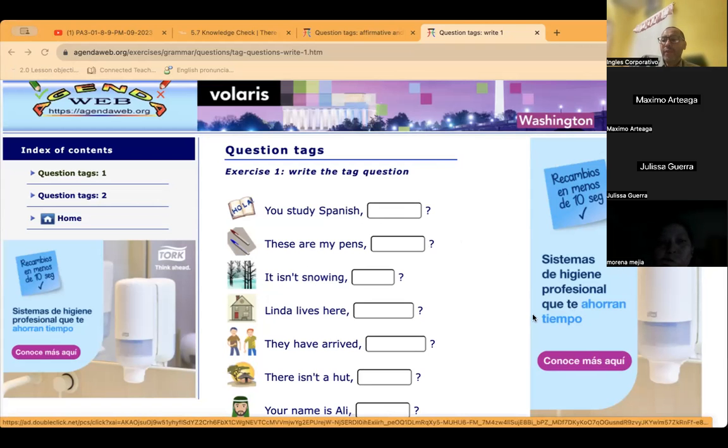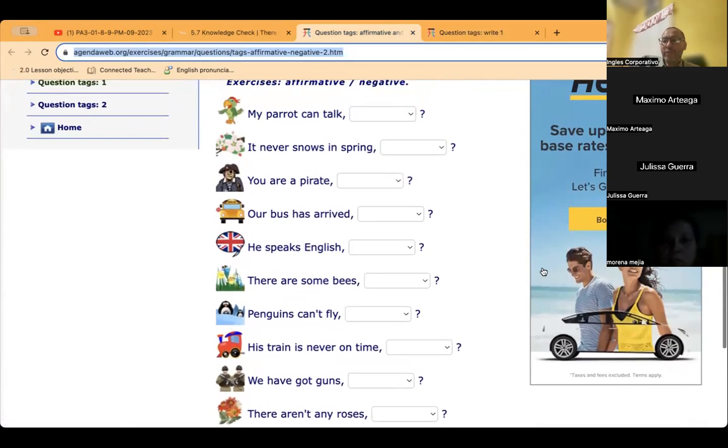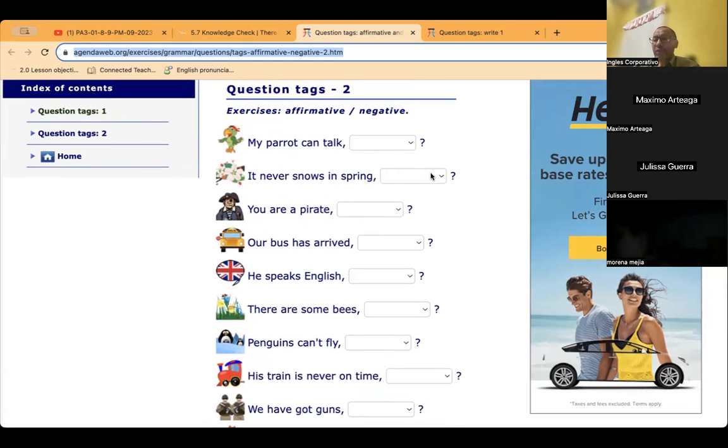Julissa, did you finish? Yes, I finished. How did you do? Good? Not 100%, but the range is good. The range? What is the range? Tell us more. The range, 86 points. Okay, 86, good. Julissa, how about you? I only have one wrong. It's the second one, it never snows. Yes. Okay, very good.